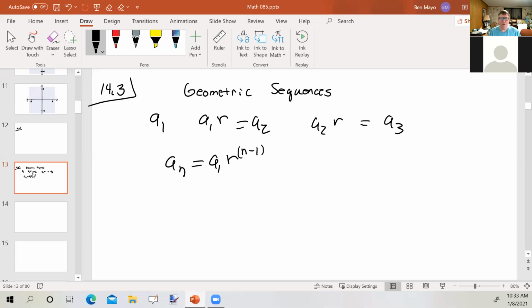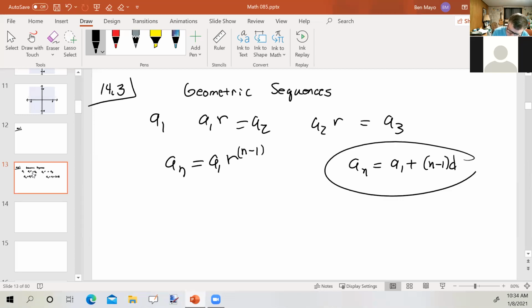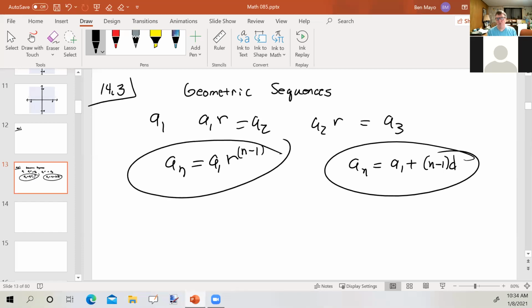Now, I mentioned yesterday that the arithmetic sequence formula you could have on a piece of paper for your test. You can also have this formula. Those are the only two things that you should have in front of you when you're taking the test, other than paper and pencil and a calculator if you need one.